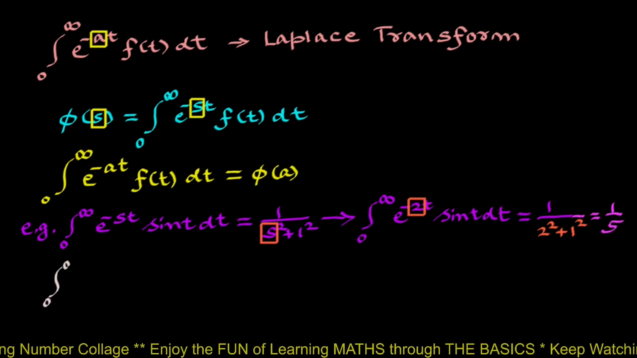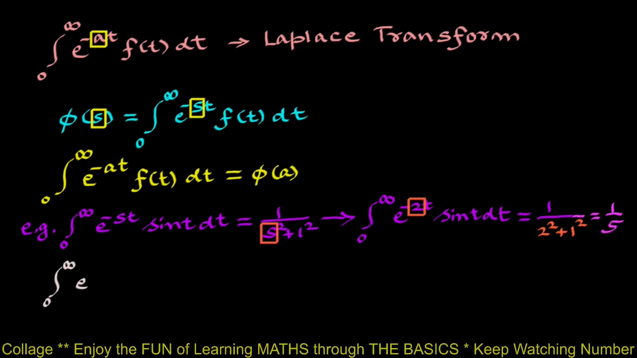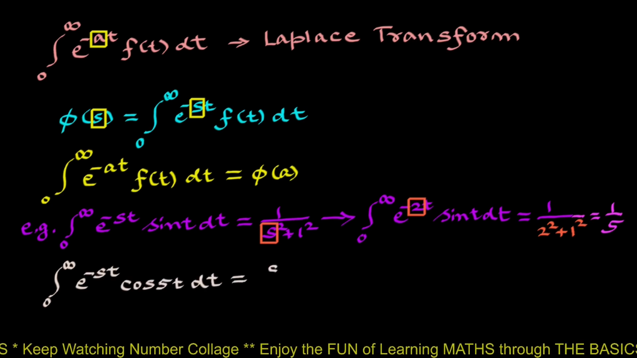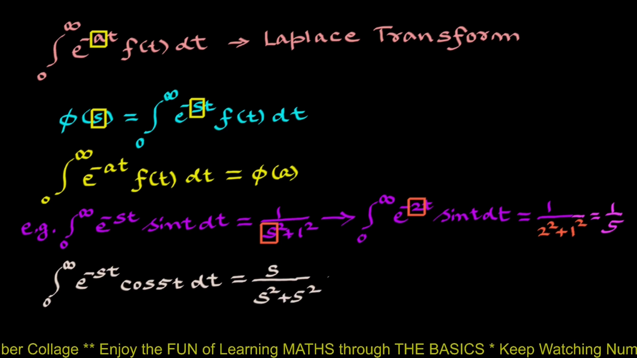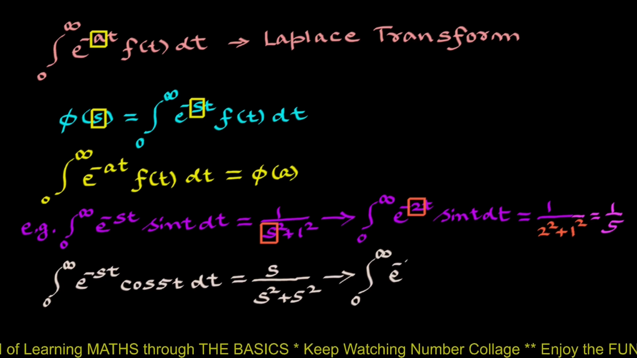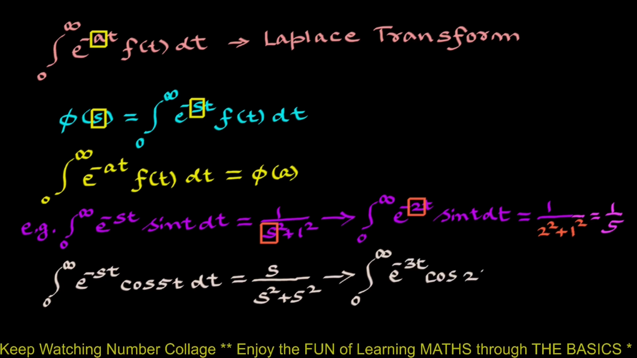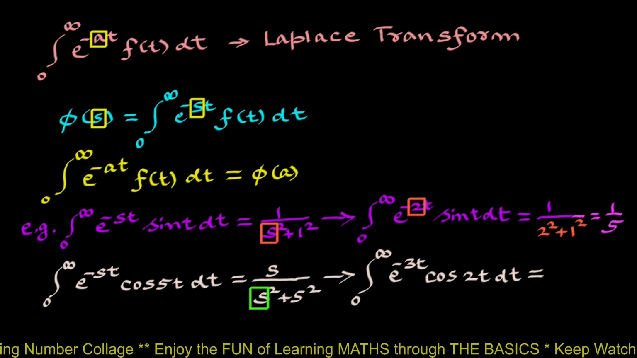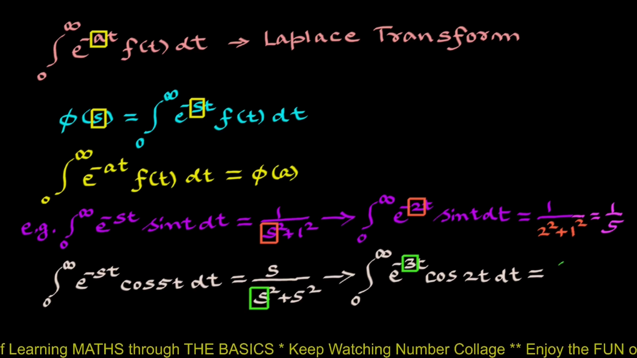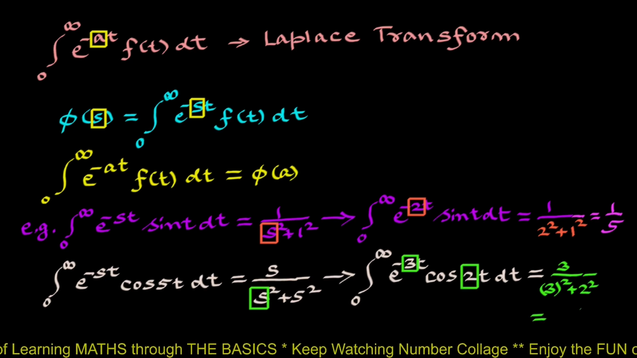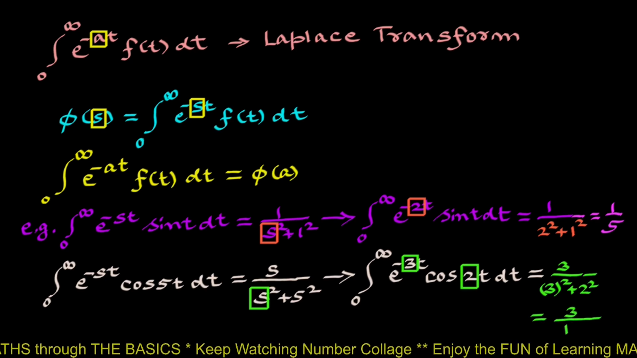Or the integral from 0 to infinity of e raised to minus st cos 2t dt is s upon s square plus 2 square. Therefore, the integral from 0 to infinity of e raised to minus 3t cos 2t dt will be, by replacing this s by this 3, 3 upon 3 square plus this 2 square, which will be 3 upon 13.